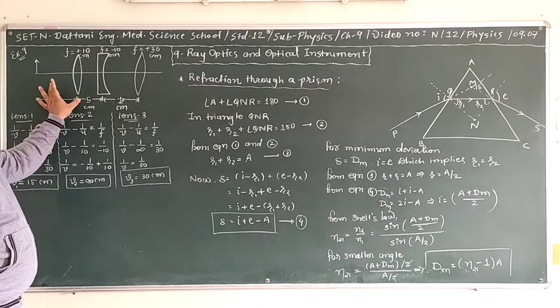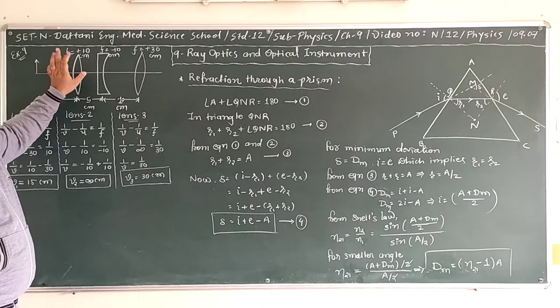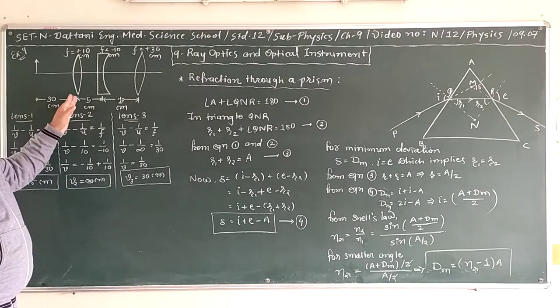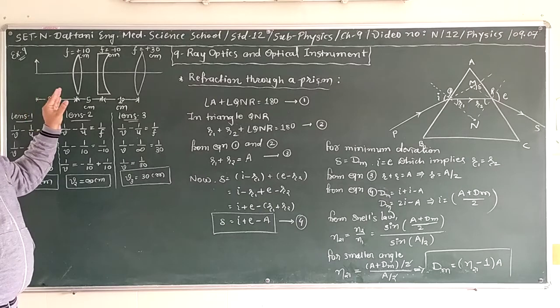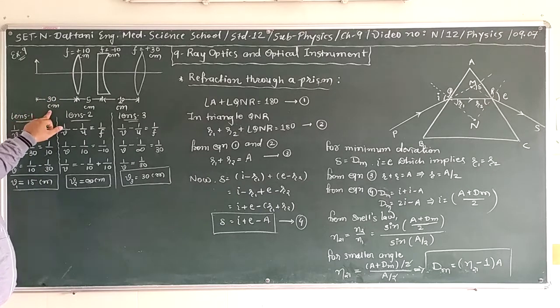For lens number 1, the object distance is 30 cm and the focal length is given as 10 cm. Because the object is on the left side of the lens, we will take the object distance as negative. So u will be minus 30 cm. According to the lens formula, 1/v minus 1/u equals 1/f, we have u equal to minus 30 and f, our focal length, is 10 cm, given in the figure.